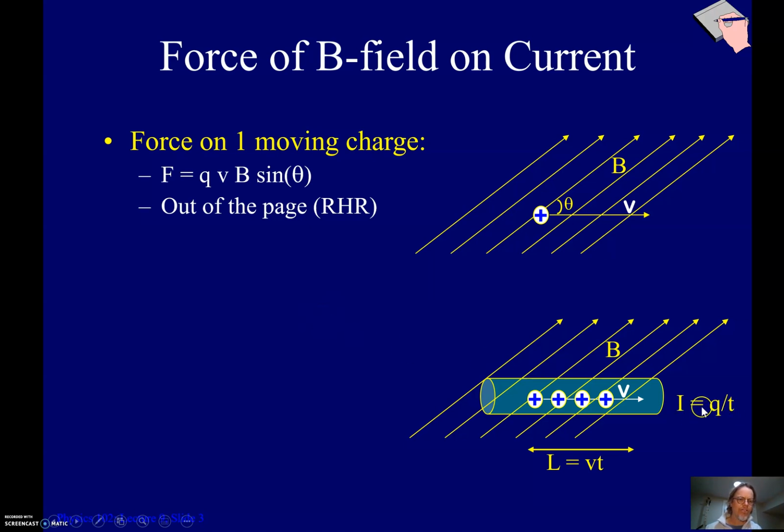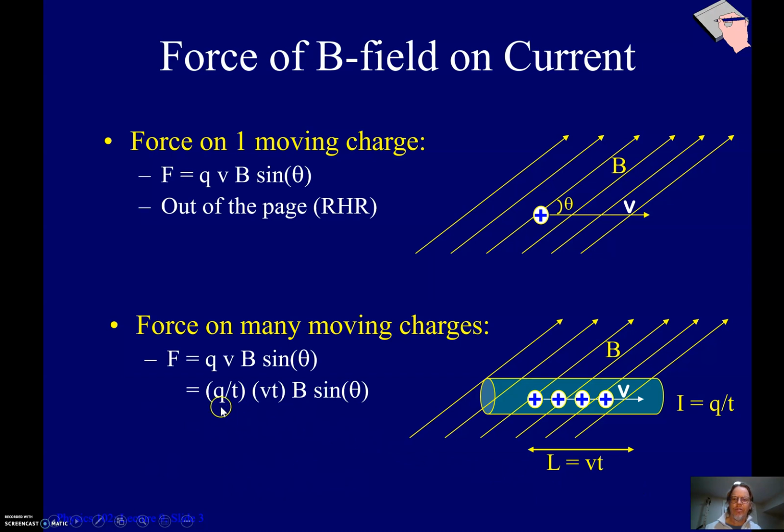And remember, current is charge per time. So if you want to find charge, it's just current times the time. And velocity is the distance or length it travels per time. We're going to do a little quick math here to give you a new formula. So that's a force on the moving charges, but we have a whole line length of charges that you're pushing on. So for the Q, we're going to do a little substitution here. The V times T is going to become the L, and the Q over the T is going to become the I.